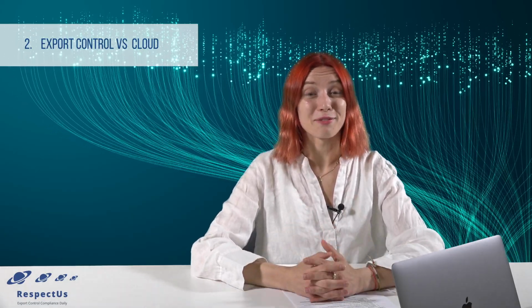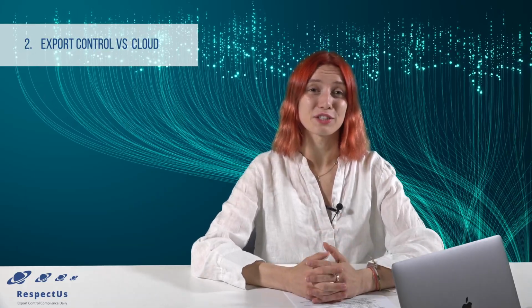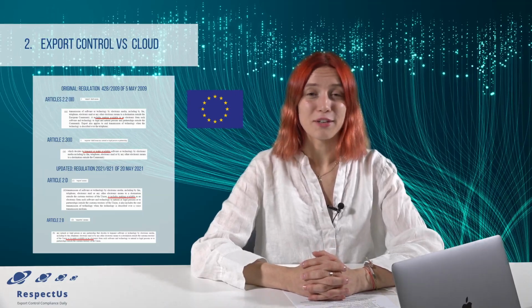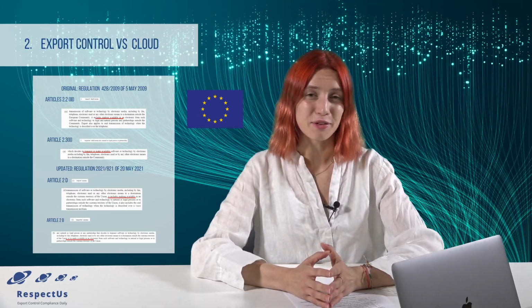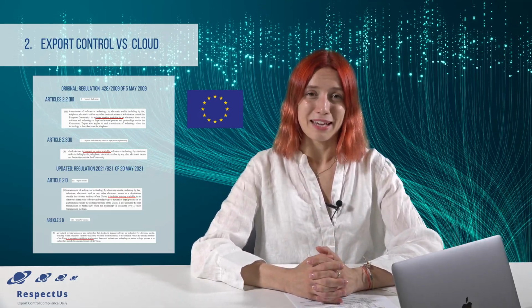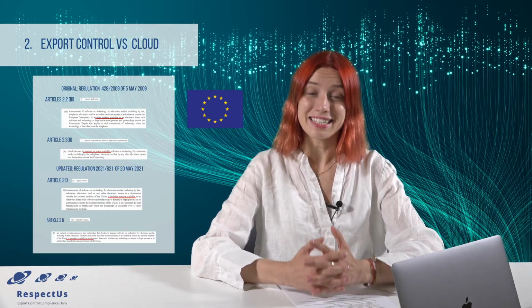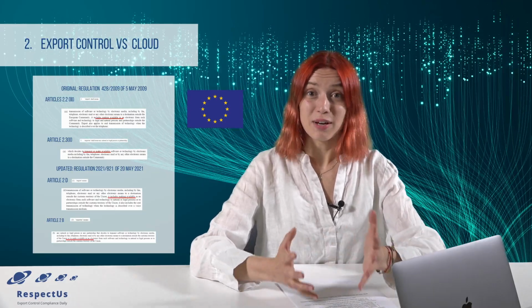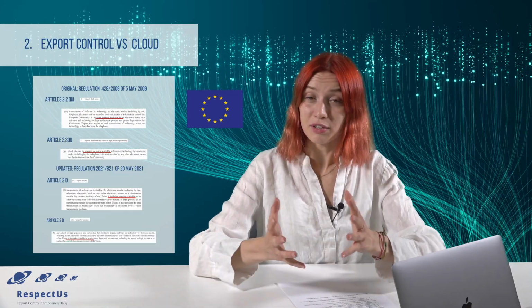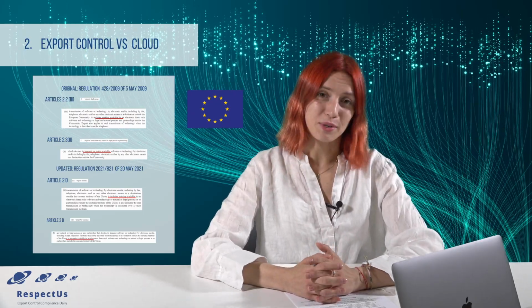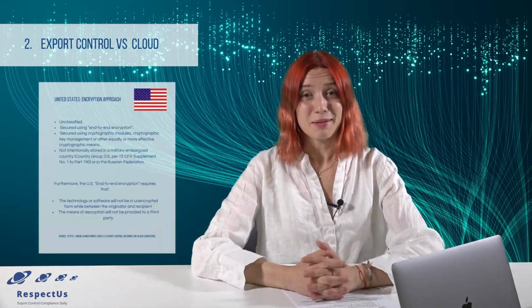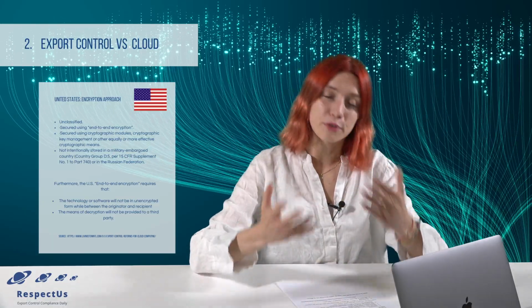Currently, there are lots of complexities around this topic, which are explained by the variety of national approaches in regulation of cloud export. In the EU, according to Articles 2.2 and 2.3 of the EU Dual-Use Regulation, the transmission of controlled technology or software by electronic mail or any other electronic means to a destination outside the EU, as well as the fact of making it available in an electronic form to persons or partnerships outside the EU, is subject to a license. In the US, for example, the regulators have chosen the encryption approach.